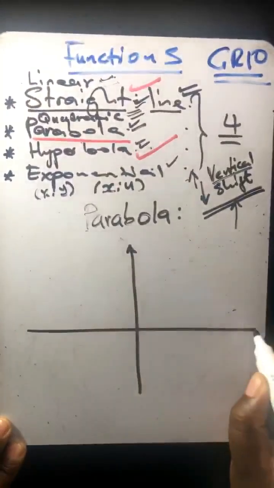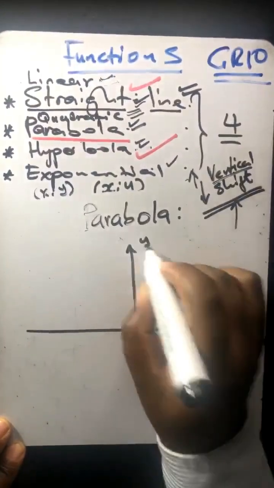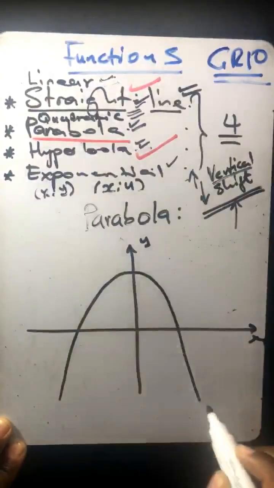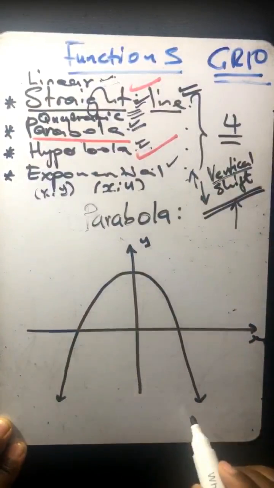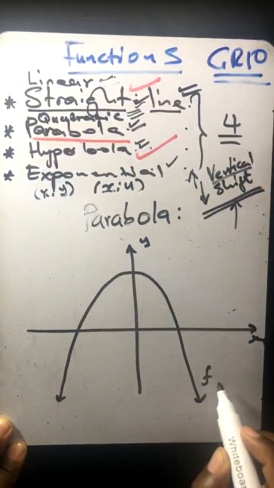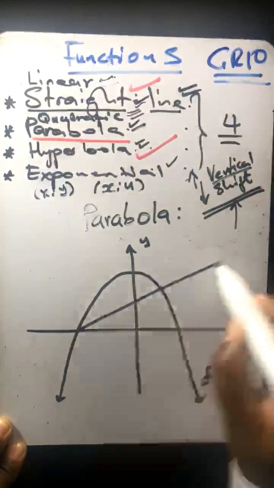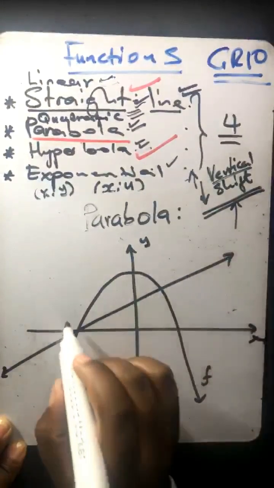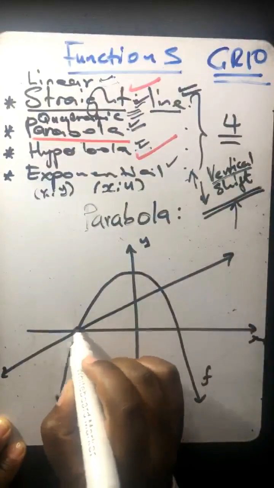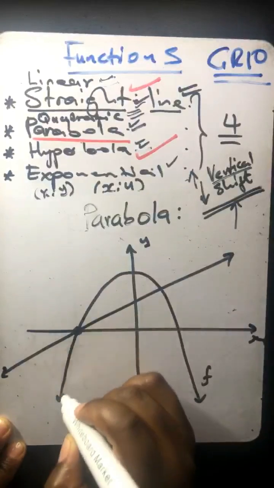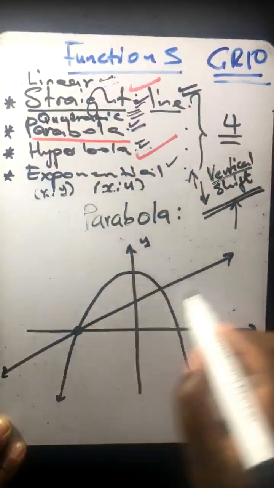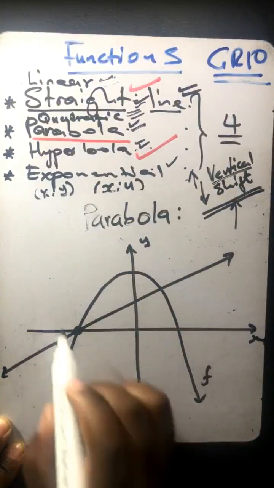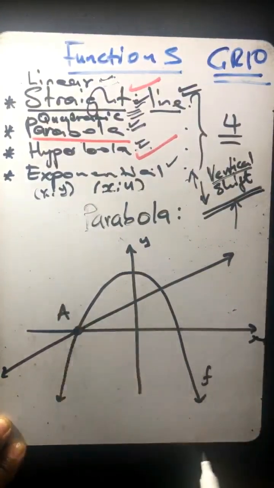So let's see, x and y. Maybe we have that being that. Maybe this is f. And then now they can just draw a straight line there. And then they give you this point. Can you see this point where that and that straight line cross or touch? They can maybe call that point A.